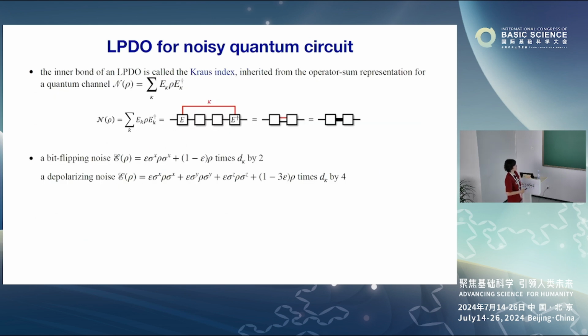And we see that the inner bond dimension of this LPDO is also called a Kraus index. That's because this noisy quantum channel can increase the bond dimension of the inner indices. For example, if you have this noise channel acting on this rho, we see that this becomes here. So the total bond dimension in the inner indices will be increased by this noise channel. For example, for the single bit flipping noise, it will multiply the bond dimension by 2. And for the depolarizing noise, it will multiply it by 4.